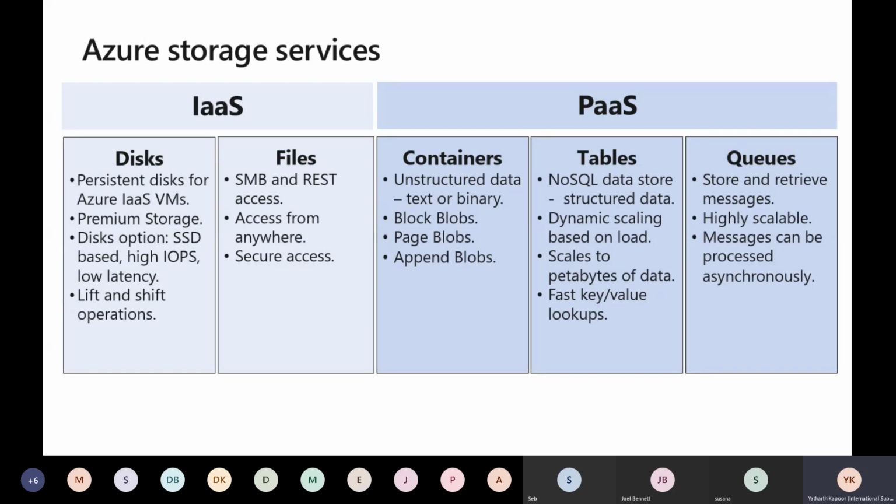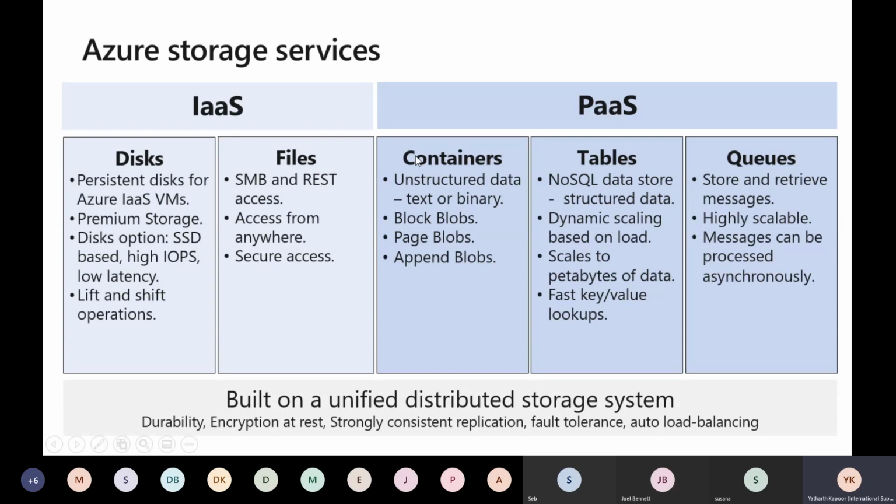If you want to learn more about page, append, and block blobs, you can contact me after this training session, or you can just look it up in the AZ fundamentals link that I shared with you guys. We also have some tables and some queues here. We're not going to get into all of that right now, but let's keep it very simple. So for all the Azure storages, the encryption at rest is there.